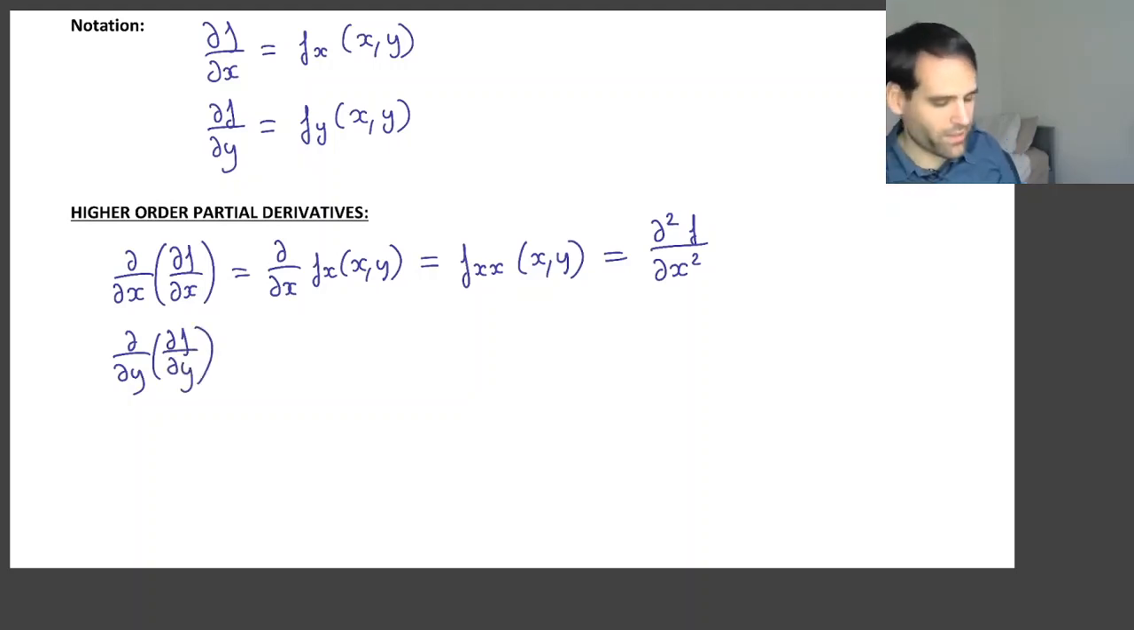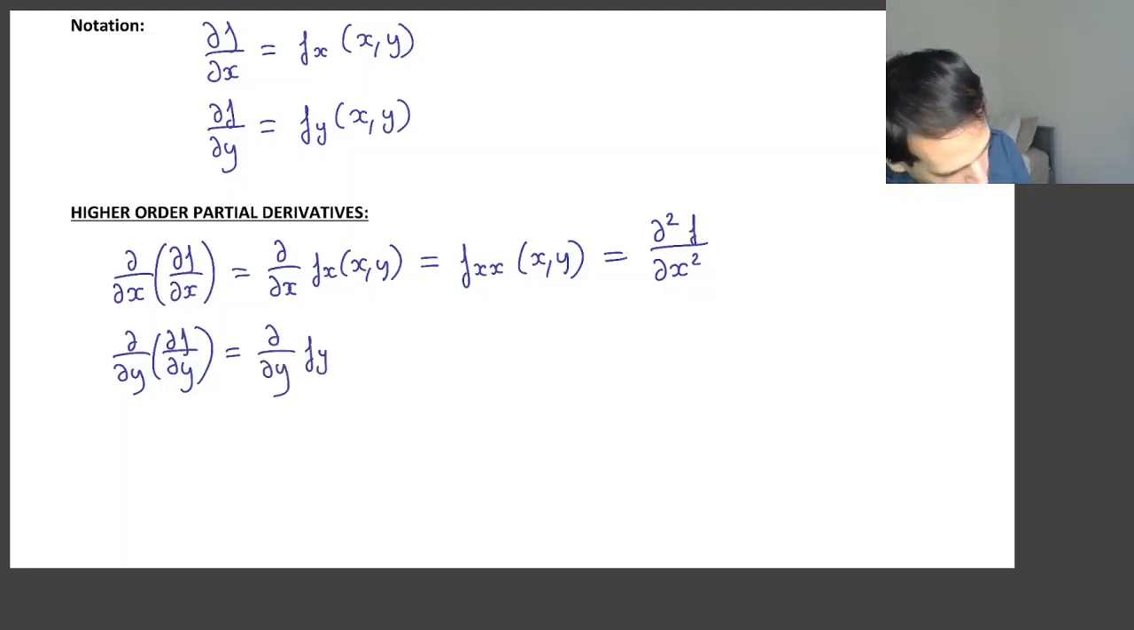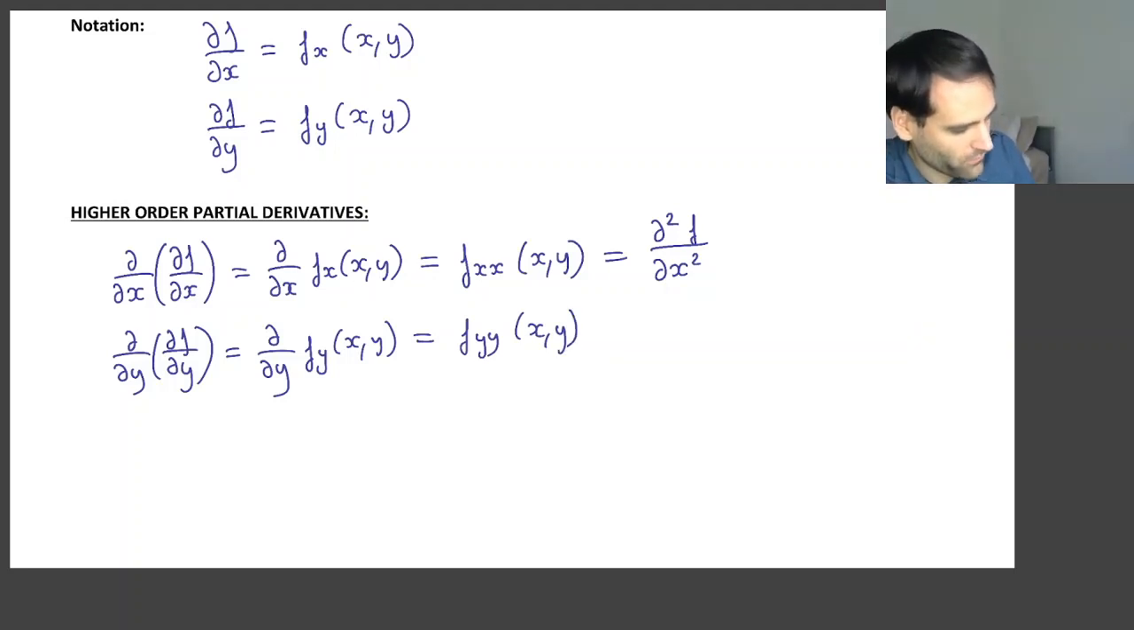So the partial with respect to y of the partial of f with respect to y is equal to the partial with respect to y of f sub y, which is a function of x and y, which is written as f_yy, which is itself a function of x and y. Or it's written as partial squared f with respect to y squared.